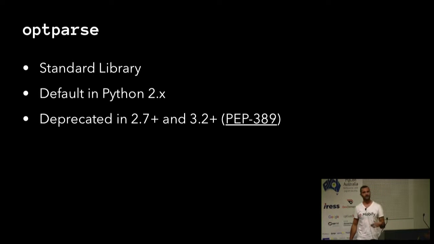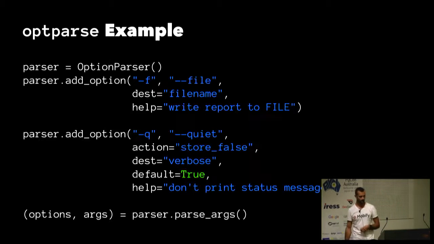The advantage of something like optparse is that it has been part of the standard library for quite some time, but it has also been deprecated now. So it will still be part of Python 2.3+ and 3.2+, but it will no longer get any feature additions or bug fixes in that sense.